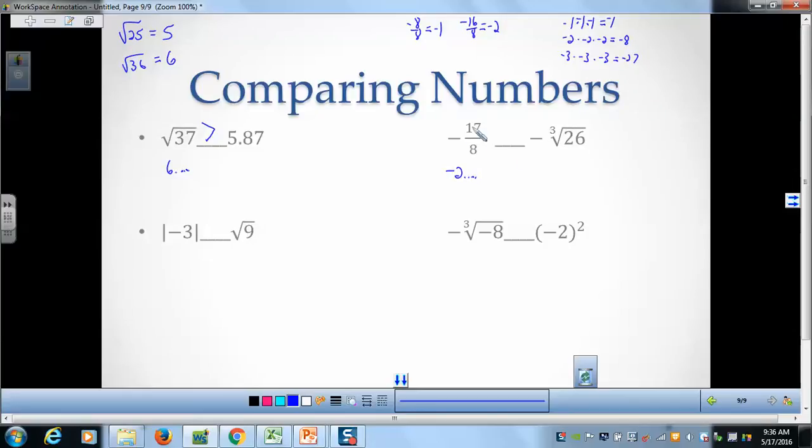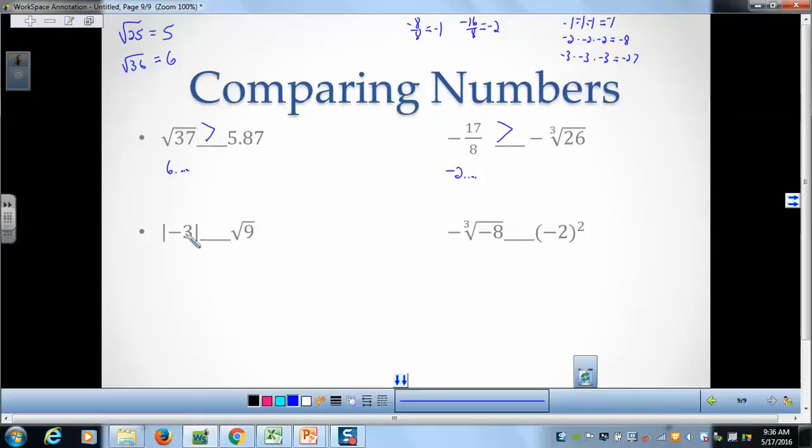So what I can see is that this is just barely past -2. Well, -3 times -3 times -3 is -27. So this has to be really, really close to -3. So this is just a little bit less than that. So this is going to be our bigger negative number, which means it's actually the lesser number. So this number is bigger. It's going to be closer to 0 than this number would be. All right, so now let's come down to here.